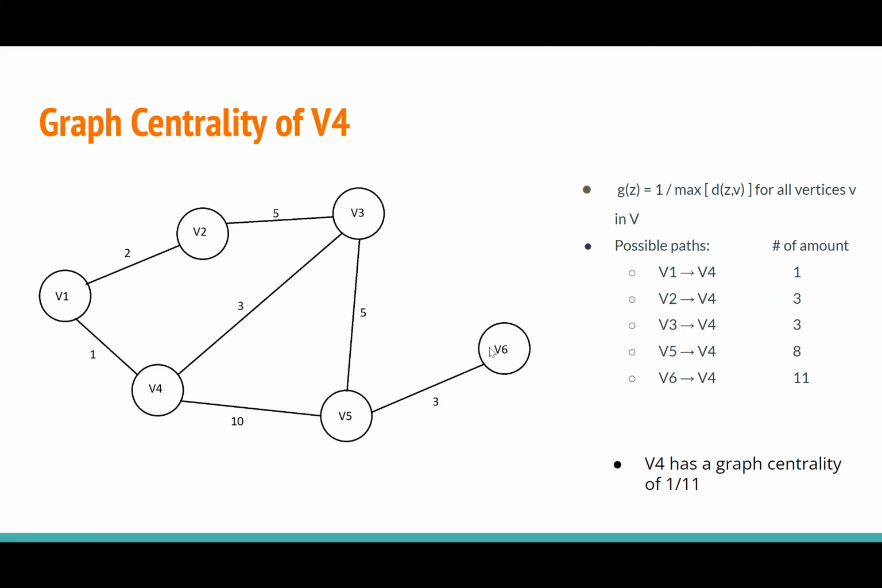Then from vertex 6 to vertex 4 is very similar. You would think you would come direct from vertex 5 to vertex 4, but however, this comes out to 13. So if you go from vertex 6 to 5 to 3 to 4, that's 11, which is a shorter length. So because 11 is the max one from V6 to V4, that is the max of all of their comparisons. V4 has a graph centrality of 1/11.